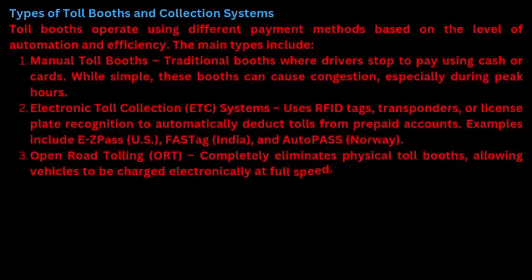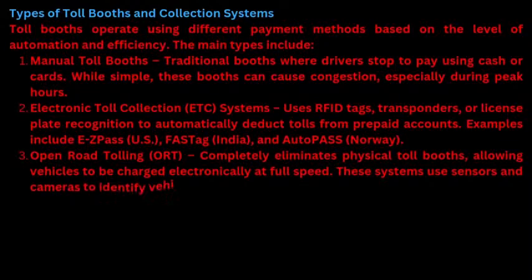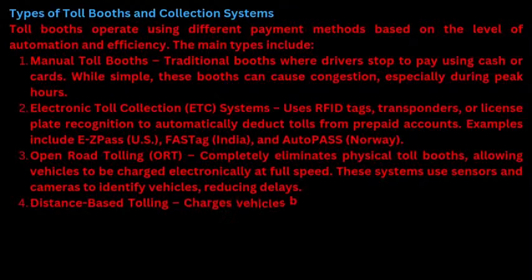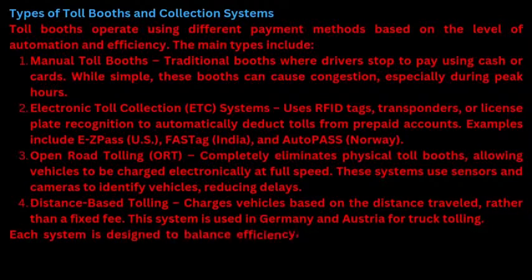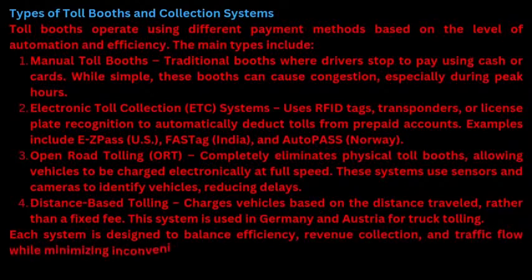Open road tolling completely eliminates physical toll booths, allowing vehicles to be charged electronically at full speed. These systems use sensors and cameras to identify vehicles, reducing delays. For distance-based tolling, charges are based on the distance traveled rather than a fixed fee. This system is used in Germany and Austria for truck tolling. Each system is designed to balance efficiency, revenue collection, and traffic flow while minimizing inconvenience for drivers.